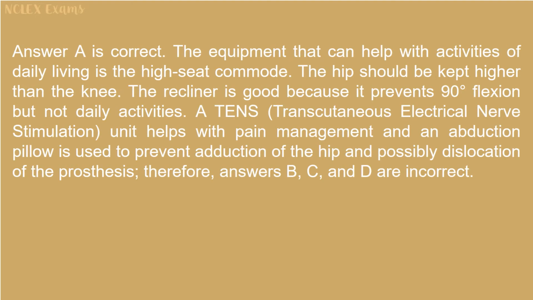Answer A is correct. The equipment that can help with activities of daily living is the high seat commode. The hip should be kept higher than the knee. The recliner is good because it prevents 90 degrees flexion, but not for daily activities. A TENS, transcutaneous electrical nerve stimulation unit, helps with pain management, and an abduction pillow is used to prevent adduction of the hip and possibly dislocation of the prosthesis. Therefore, answers B, C, and D are incorrect.